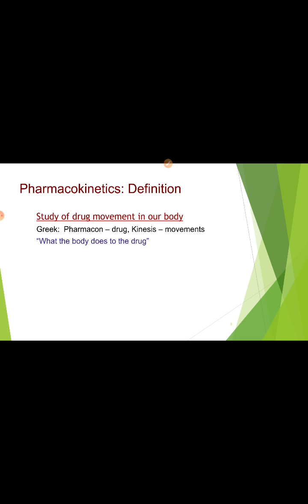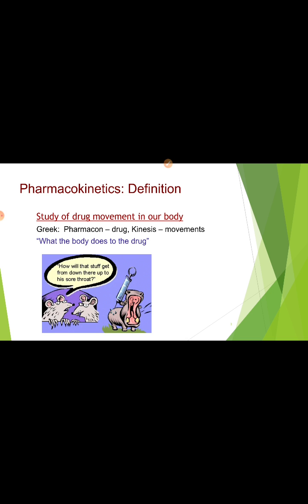In Greek language, pharmakon means drug and kinesis means movements. So you can also say pharmacokinetics means what the body does to the drug. Or in other terms, you can also say what happens to the drug molecule after it has been administered to the subject. I hope you're clear through it.